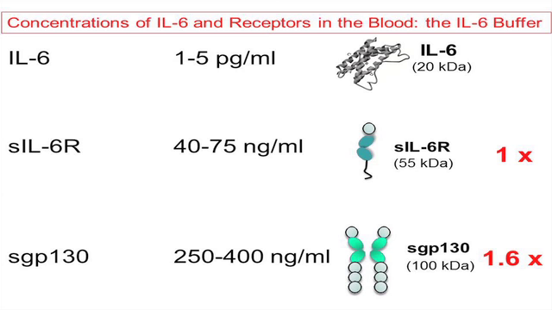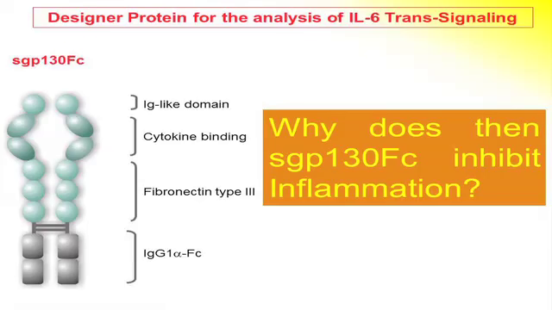But also a question might be asked: why then, if what I just told you about the buffer in the blood is true, does soluble GP130 inhibit inflammation to begin with? And the reason for this, we believe, is that in every single instance where we have looked, the soluble receptor is somehow increased during inflammatory states.